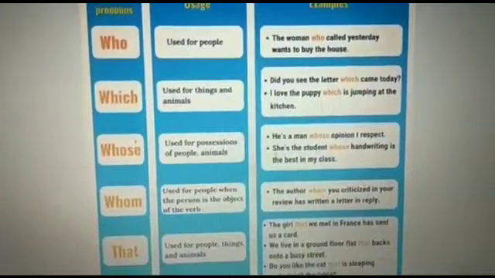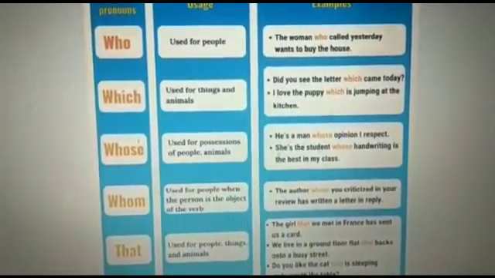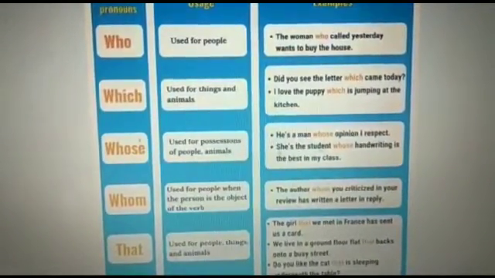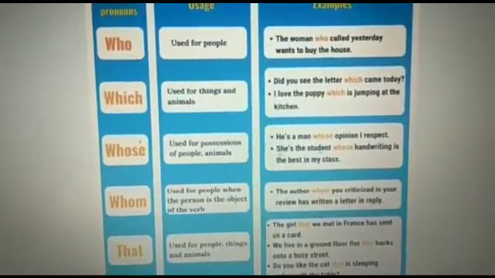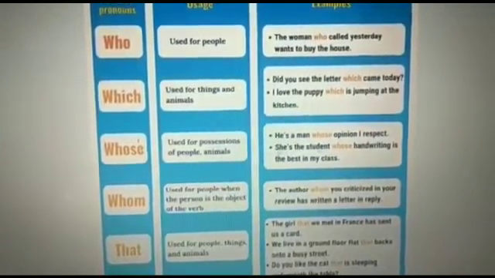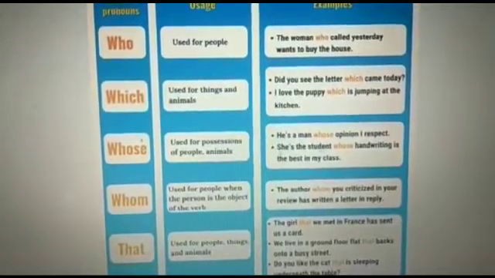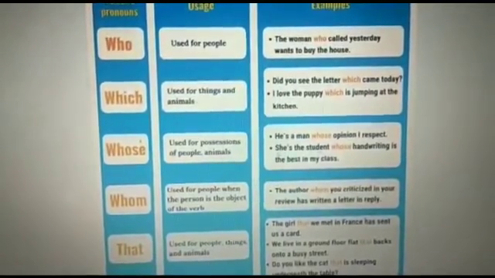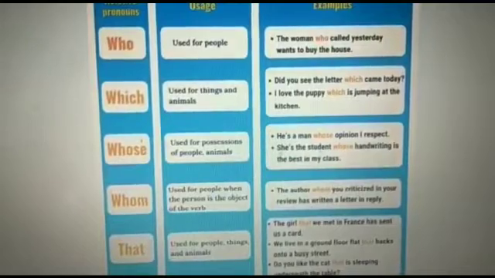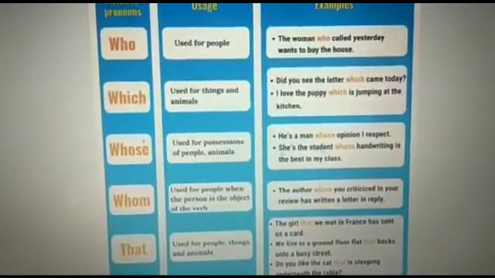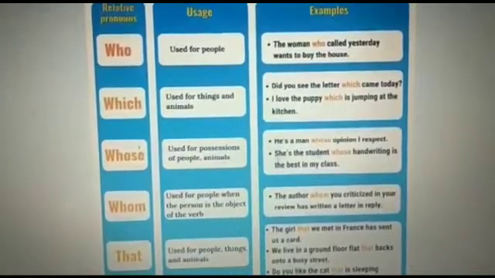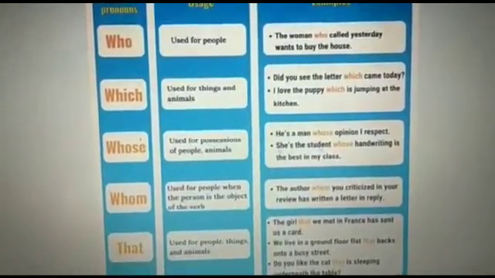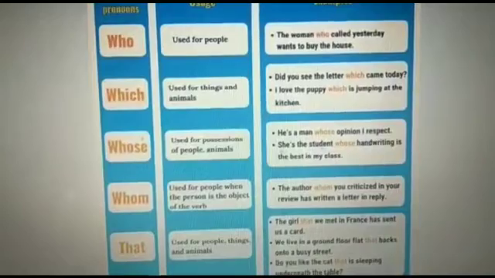Next is whom, used for people when the person is the object of the verb. The author whom you criticized in your review has written a letter in reply. Next is that, used for people, things and animals. The girl that we met in France has sent us a card. We live in a ground floor that backs onto a busy street. Do you like the cat that is sleeping underneath the table?